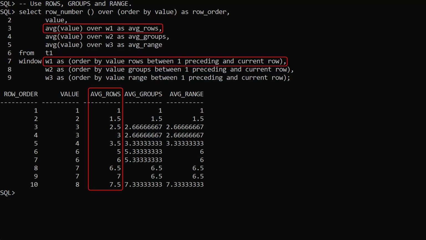When we use the rows keyword, we're referencing a specific number of rows relative to the current row. There is no concept of tied rows. The average rows column displays the average between the current row and the preceding row. With the exception of the first row in the data set, it's always an average of 2 rows.